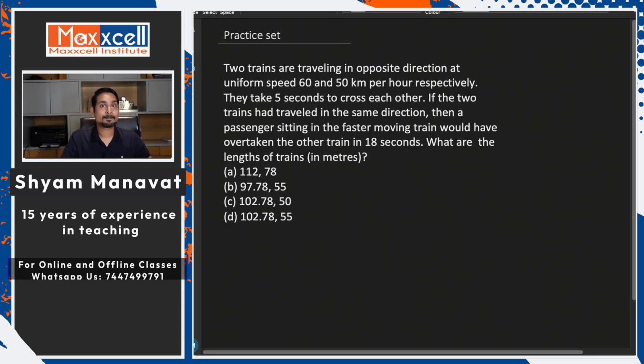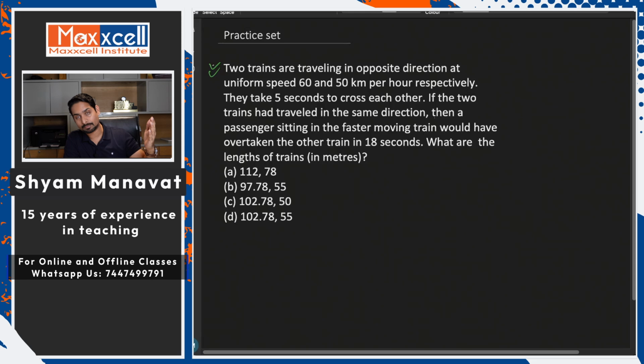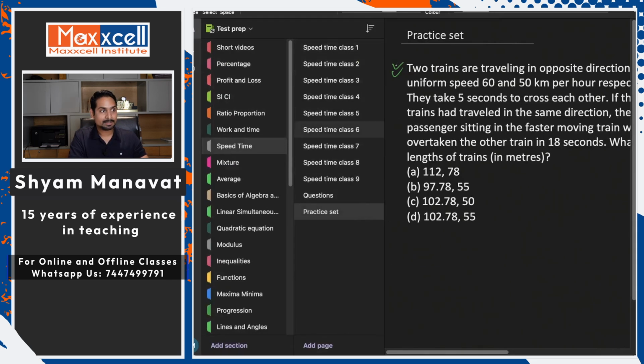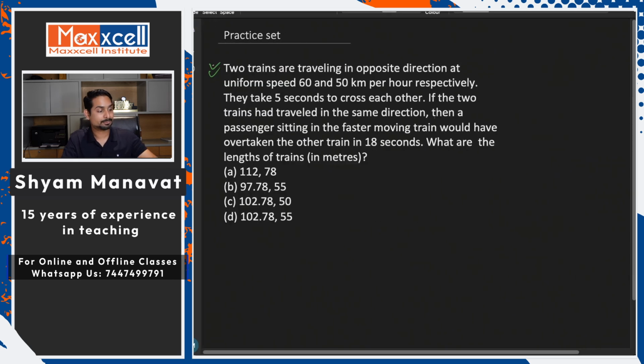Speed time distance practice set question number 1. Let's see the question. Before coming to the practice set, I hope you have gone through all the concepts of this particular chapter. We have discussed a lot of concepts here. Go through these concepts before you start solving, so that it will be easy for me to give you the reference. So the question is: pause this video, try solving it by yourself, and then let's see whether our answers are matching or not.